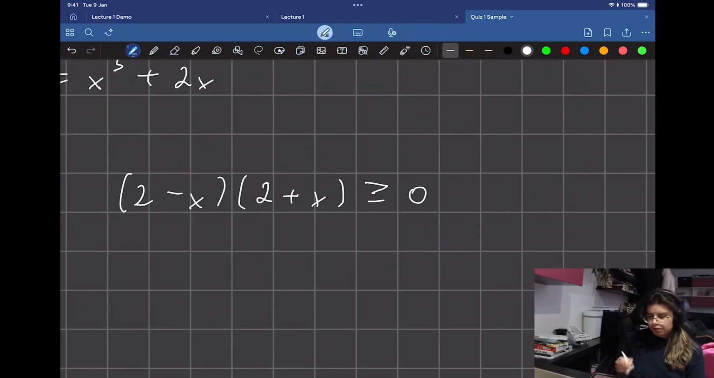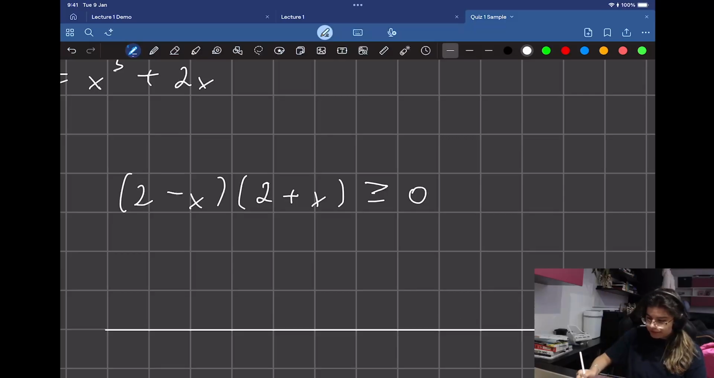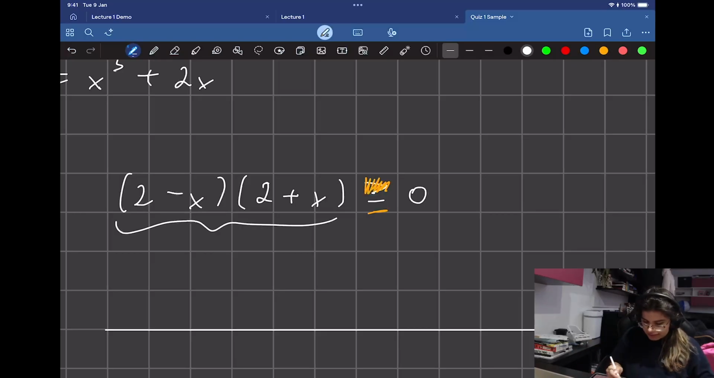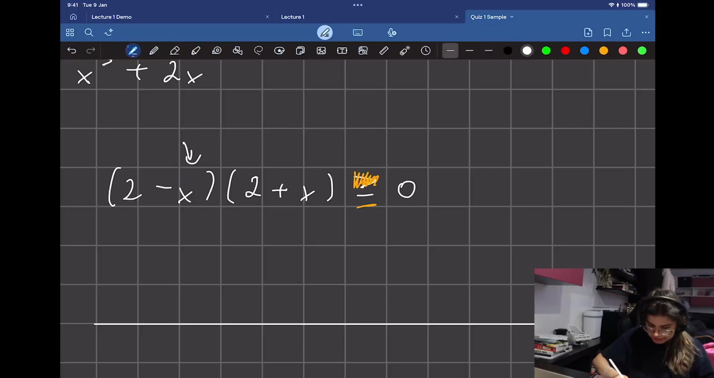And now there are multiple approaches to solving this. The way I do it is the following. I just draw a number line because it helps me visualize everything. And just for a brief second, I ignore this sign and I treat this as an equation, the equation 2 minus x times 2 plus x equals 0. So I'm basically asking myself, at which points does this thing equal 0? And that's again just high school material. One of the roots in this case is 2, the other one is minus 2, right?